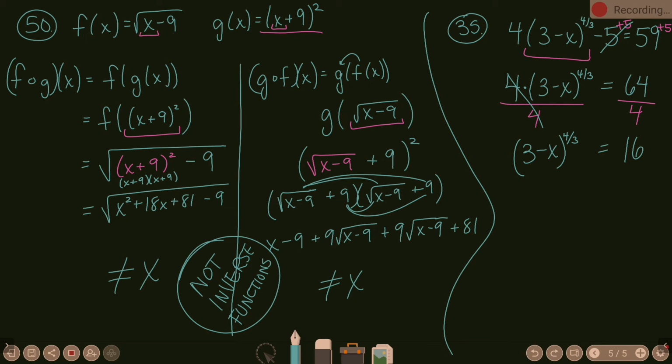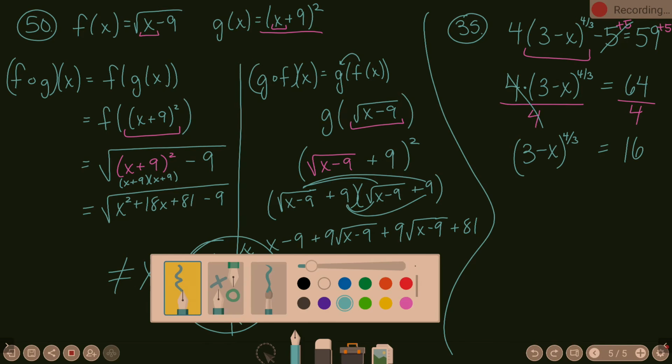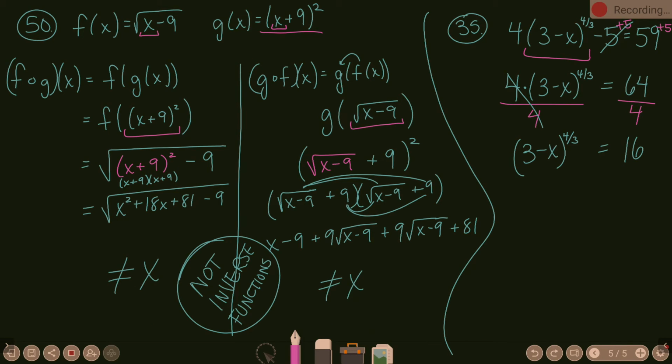Now our, quote, radical, not exactly a radical, but same idea, is by itself, right? When it was a power, what did I suggest we do to get rid of the power? We are raising it to the reciprocal power. What's the reciprocal of 4 over 3? 3 over 4.